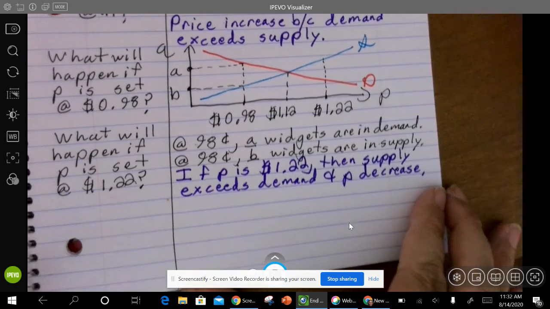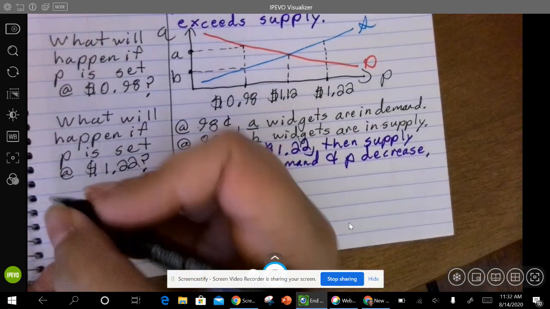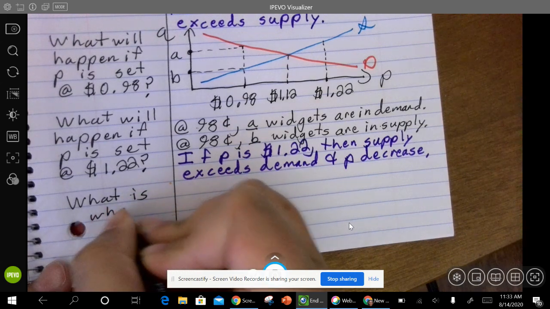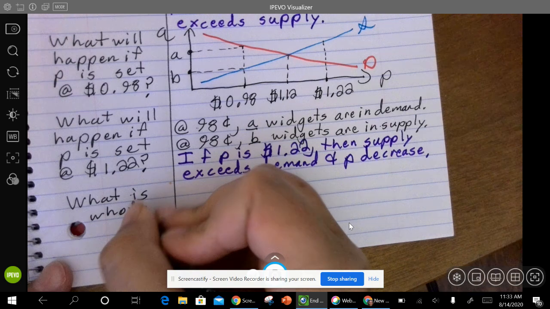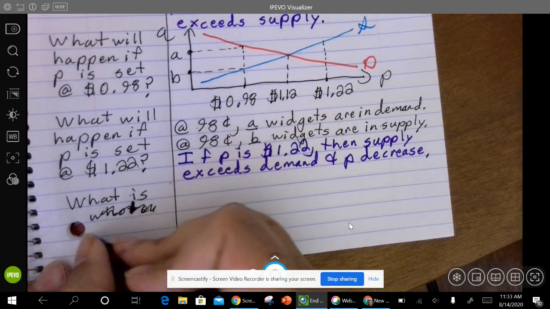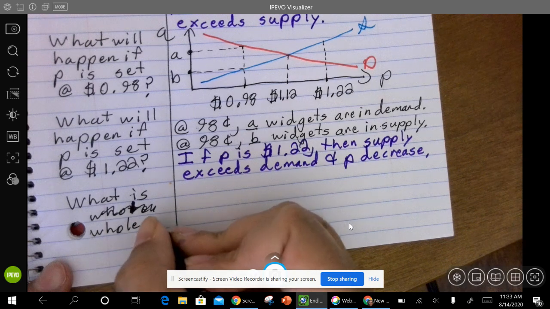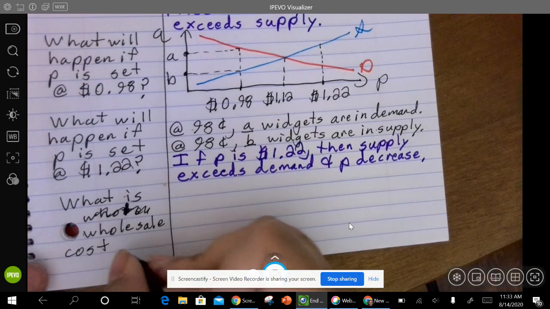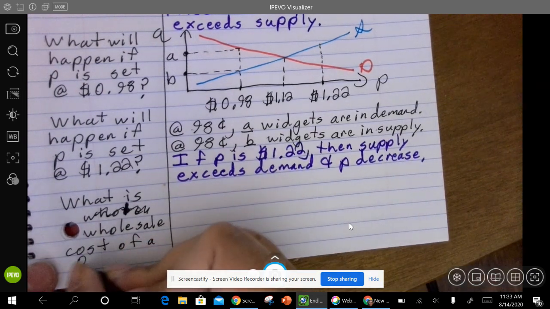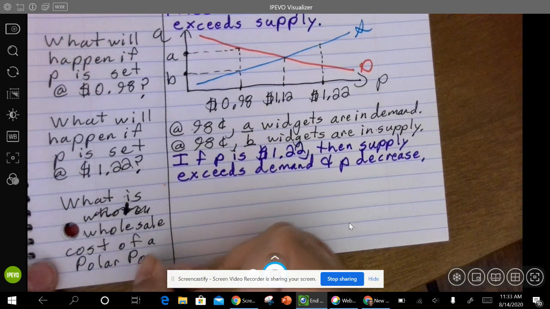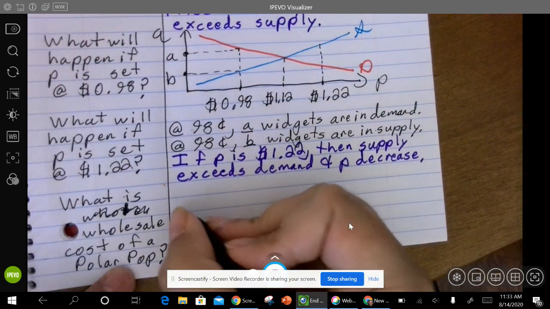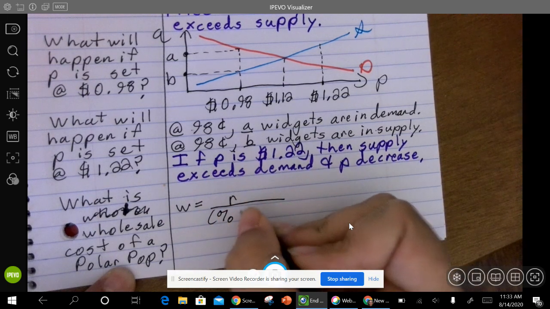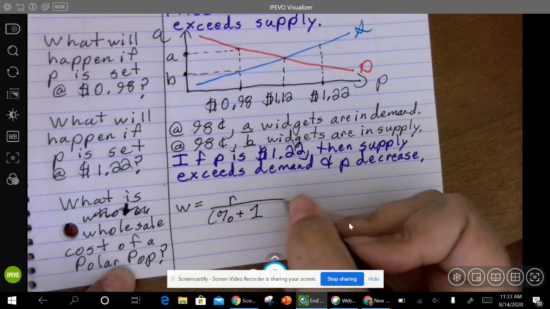So I'm going to do one more example for finding the wholesale price, everybody. So let's use an example from buying a Polar Pop at Circle K. So the wholesale price cost of the Polar Pop. Okay, so we have the wholesale is equal to, it's going to be the percent markup plus 1.